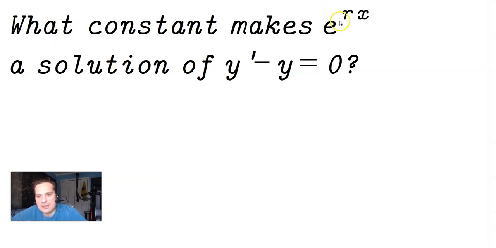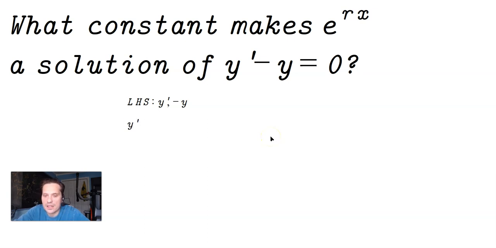What constant makes e to the rx a solution of y prime minus y equals 0? So how do we think about this? Well, we're given a function e to the rx, and you're told a differential equation. If you look at the left-hand side of the differential equation, it has two parts: there's y prime and there's negative y. All you can really do is just plug it in.